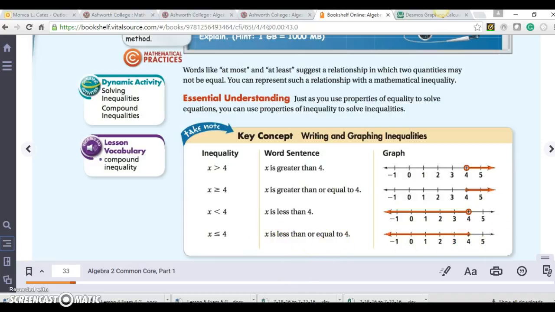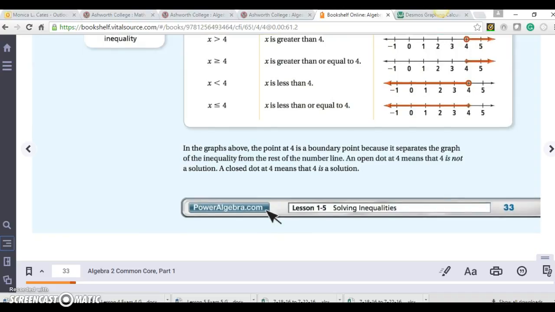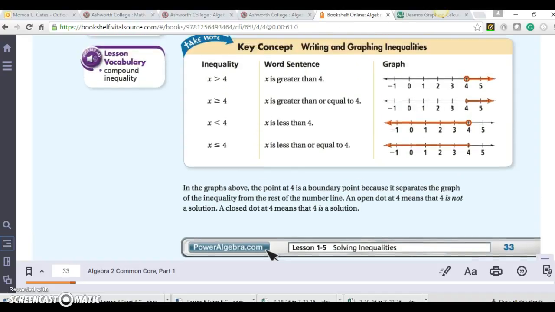Again, my closed dot. So in the graphs above, the point 4 is a boundary point because it separates the graph of the inequality from the rest of the number line. An open dot for 4 means it is not a solution. A closed dot at 4 means it is a solution.